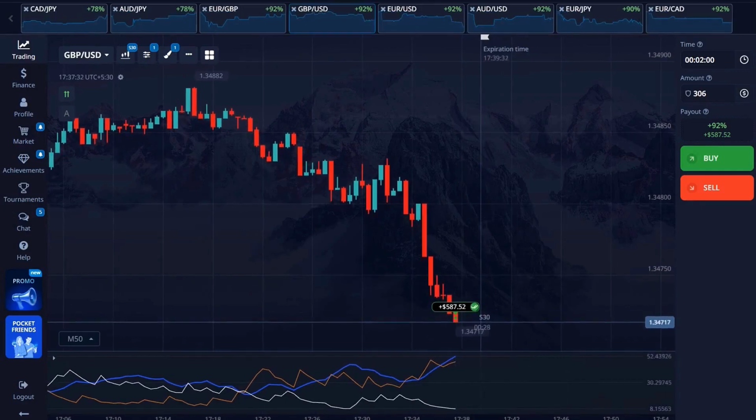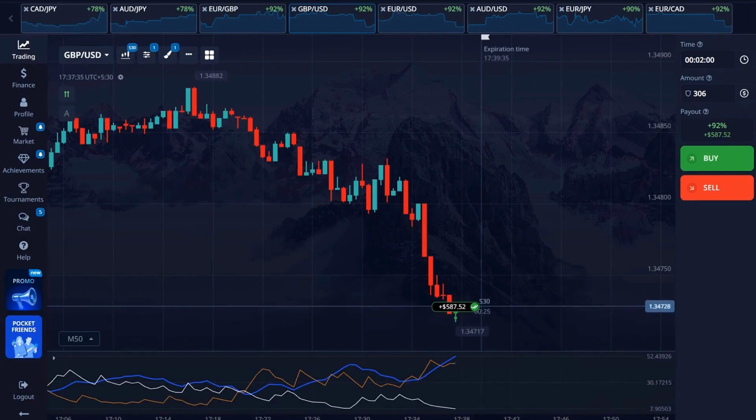And here's the result. The market continued to drop beautifully, and this trade closed in the money with a clear profit. This kind of setup proves that when the ADX confirms strength and both DI lines agree, the probability of success is high.